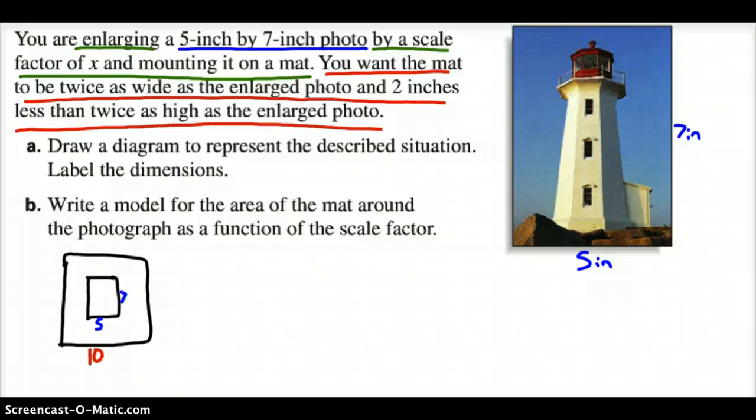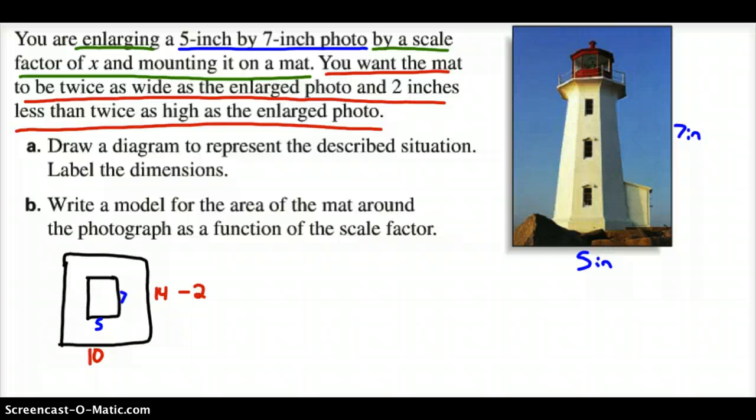Okay, and then it said that the height of the mat should be 2 inches less than twice as high as the enlarged photo, right? So twice the height would be 14, and then after that I guess we would subtract 2 from that, right? Okay, and so this is a good start for us, as we look at that picture and look at what we actually have going on here.